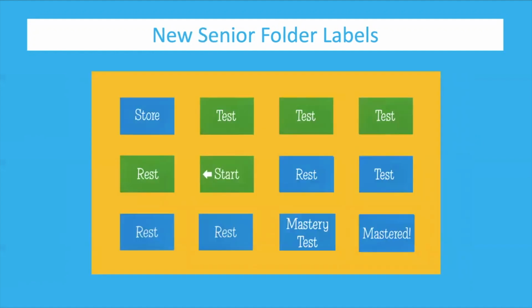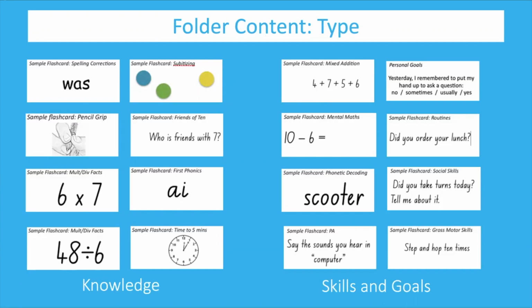These are the labels for older students. Labels really are just a personal choice because the process works in exactly the same way right through to adult learning. Here you see the variety of types of content that can be used in Mastery Learning folders.